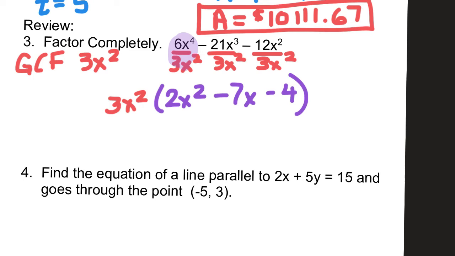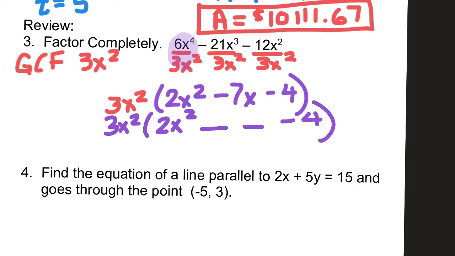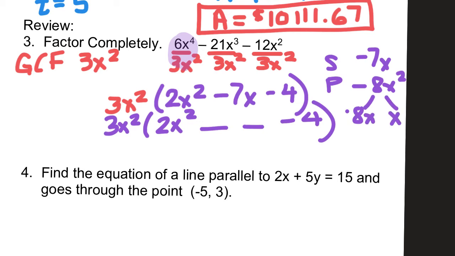Let's take a look at using the blankety-blank method. Don't forget your 3x squared, and then we're going to have 2x squared, and we're going to have 2 blanks, and then minus 4. Now what we're looking for is what has a sum of negative 7x, yet has a product of negative 8x squared. Well, the product would be negative 8x and x. Let's continue. What do these two factors have in common?